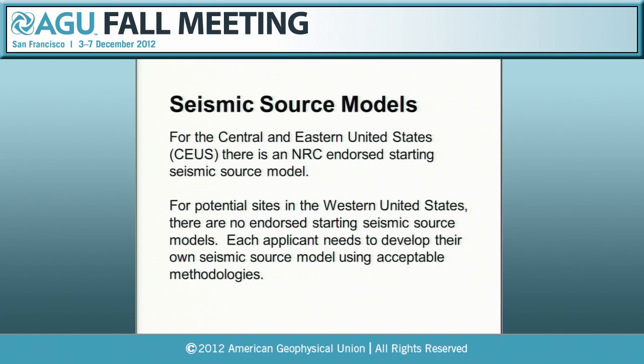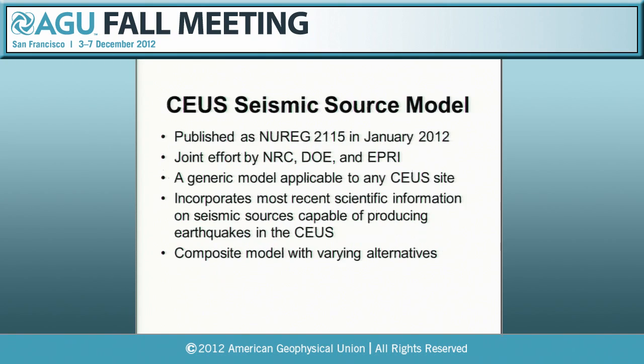For potential sites located in the central and eastern U.S. states, there is an NRC-endorsed seismic source model that applicants must use as a starting point. This will be discussed in more detail in the next few slides. For potential sites in the western United States, there are no NRC-endorsed starting seismic source models. Each applicant needs to develop their own seismic source model following methodologies which are acceptable to the NRC.